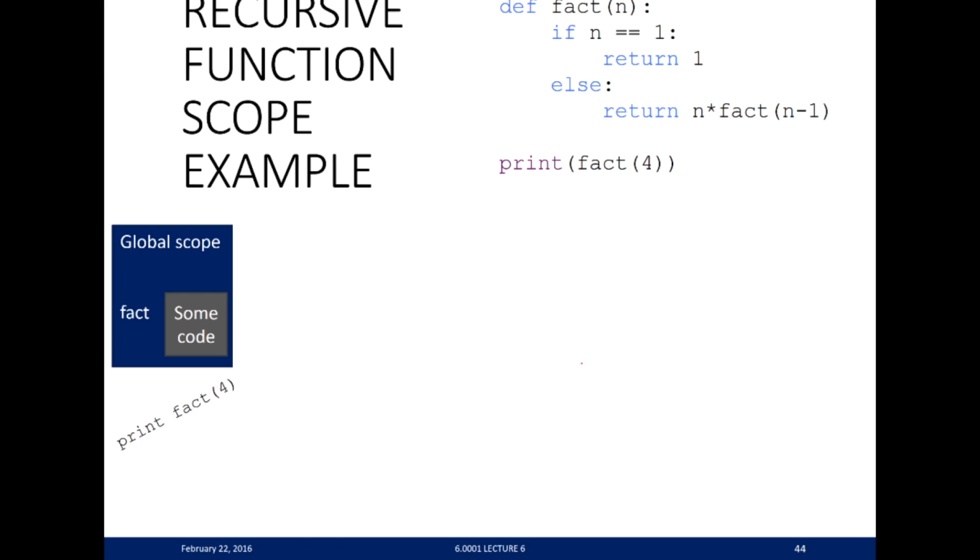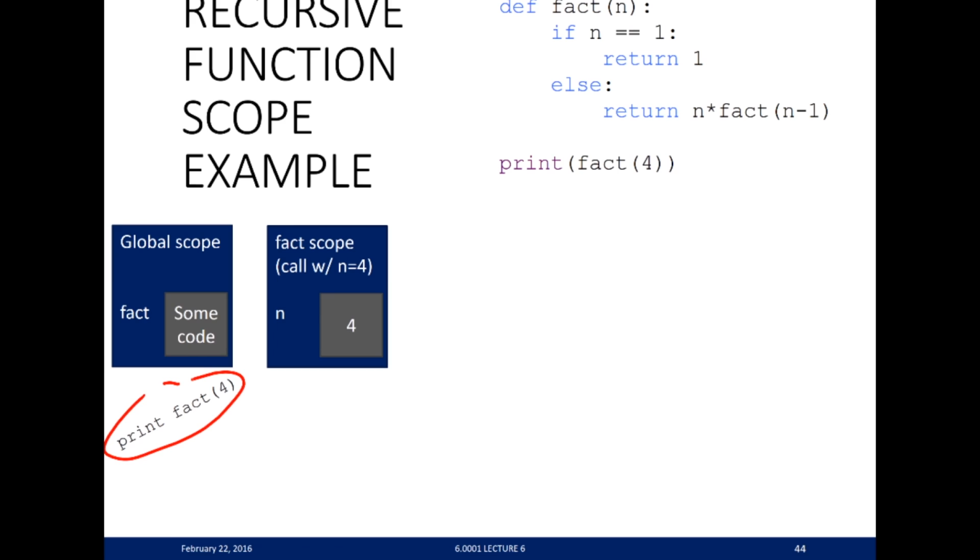When I define fact in that global scope, I create a binding of fact to some code. It hasn't been run yet. And now I'm ready to run it by actually calling it on print of fact 4. Okay, here we go. I've got to call fact of 4. Fact creates a new scope inside of which n is bound to 4.